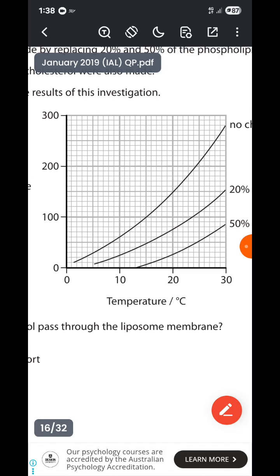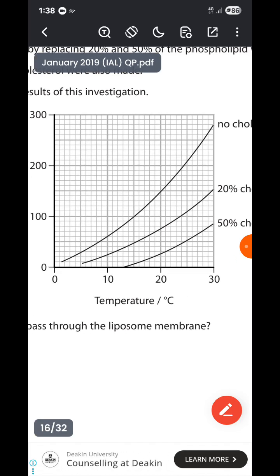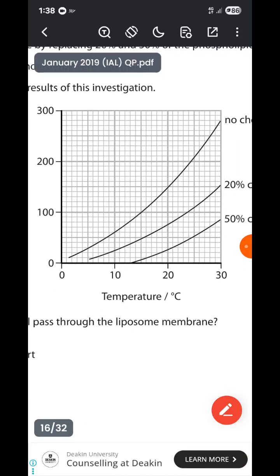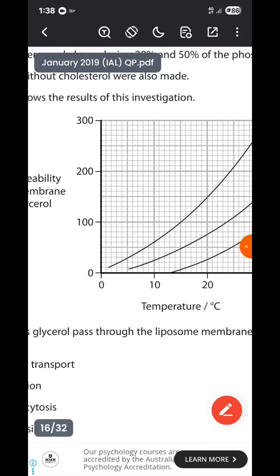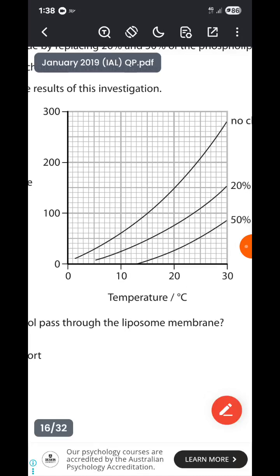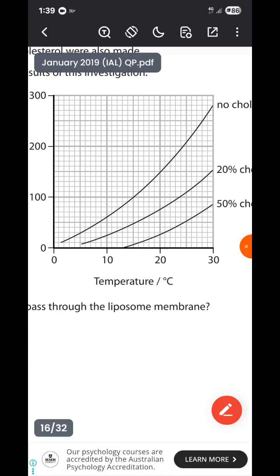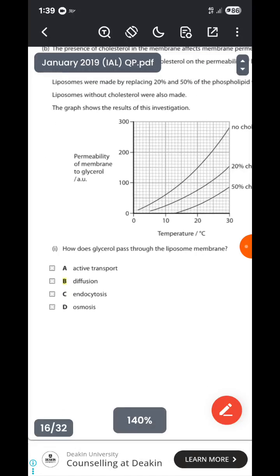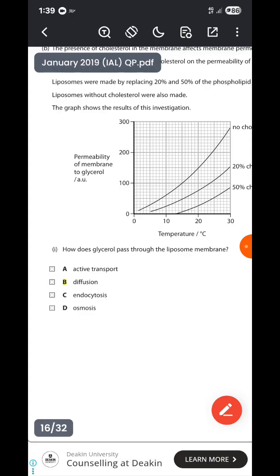Okay, so here with temperature, we can see that with temperature increase, the membrane permeability is also high. So that means with no cholesterol, the membrane permeability is high, but the temperature also affects it. Okay, then question Roman numeral 1.